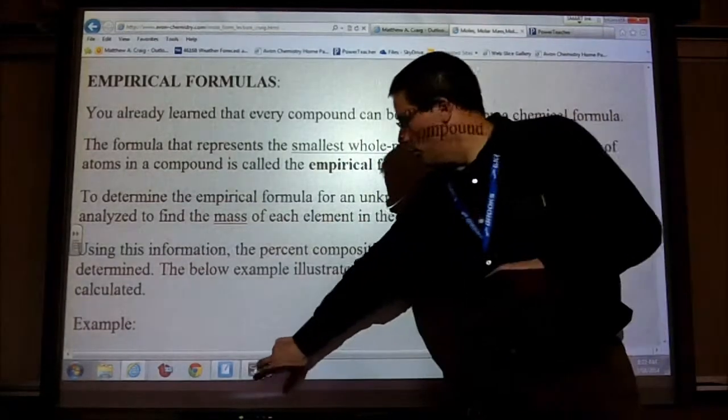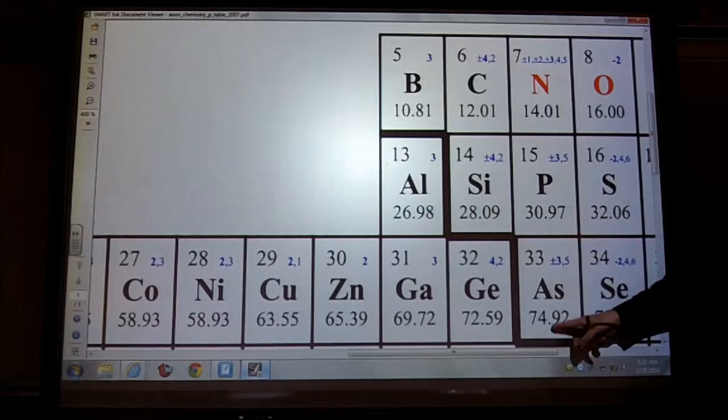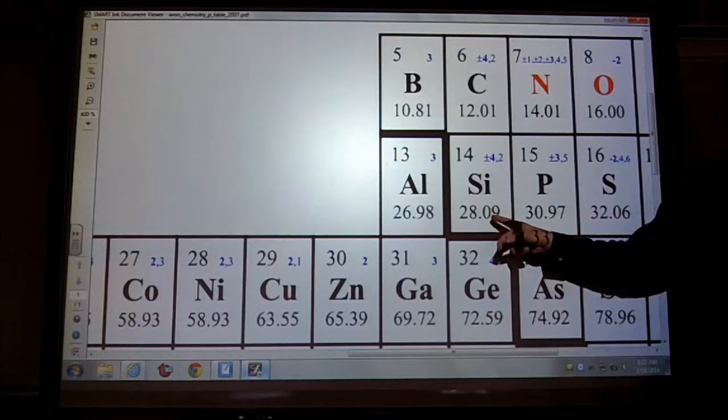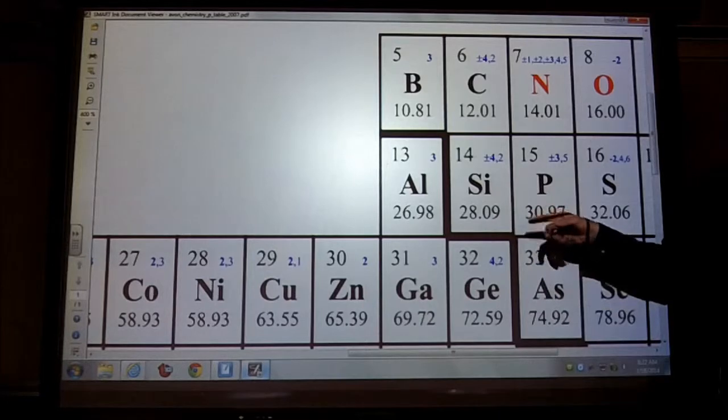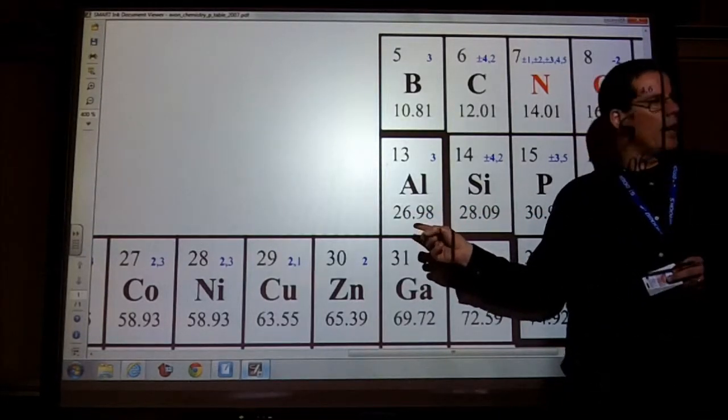The nice thing too is that when you look on your periodic table, all these masses represent what? 1 mole of that substance. So if I were looking at aluminum, if I had 1 mole of aluminum, then it would be 26.98 grams.